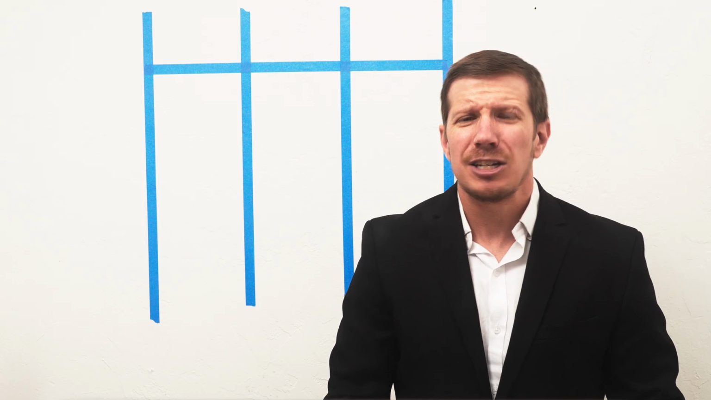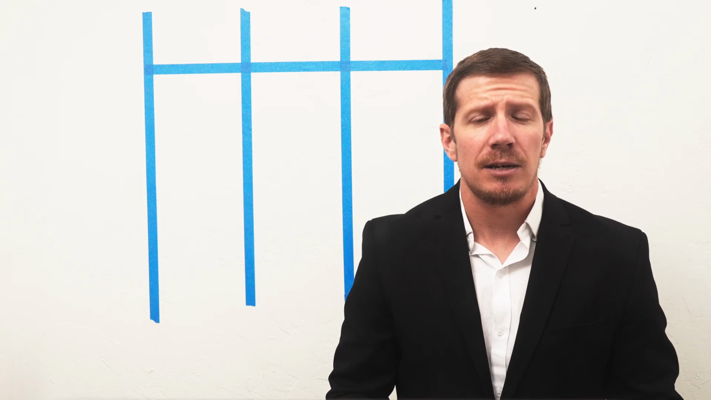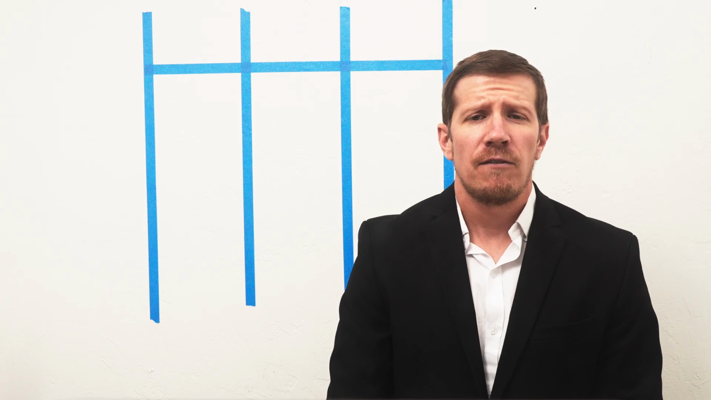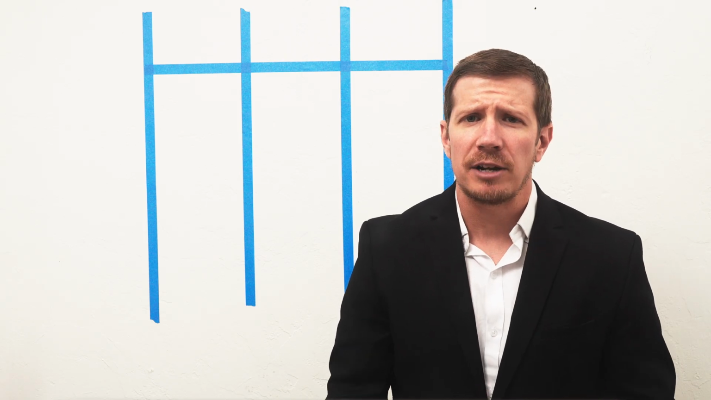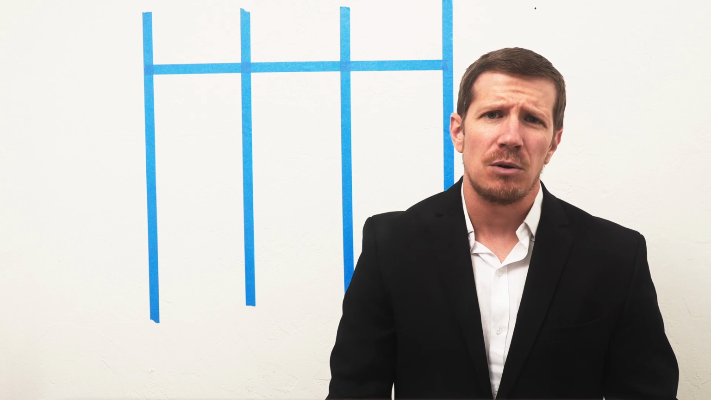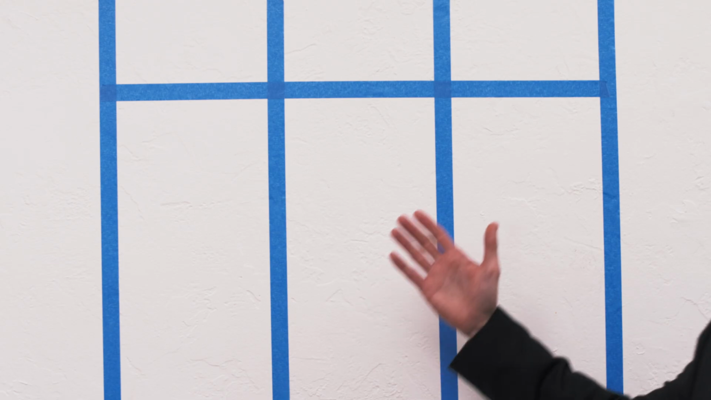Getting started is surprisingly easy. All you need is a board, a workflow definition, and a list of work items. For your board, you can use a virtual product like Jira, Asana, or even Excel, or something physical. For this video, I'll use this wall.